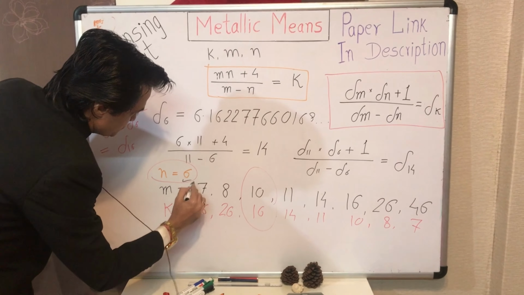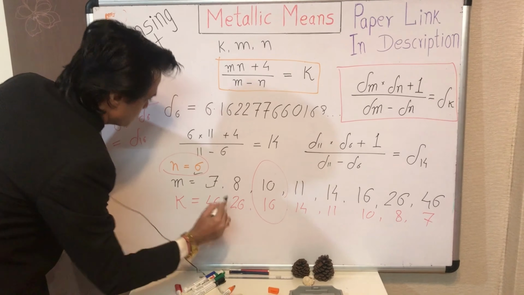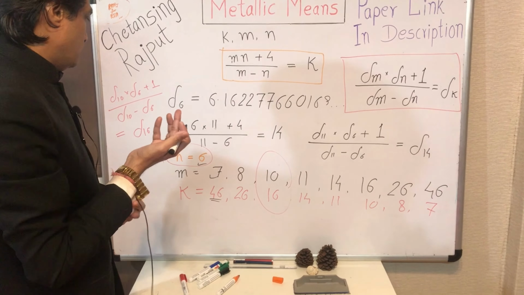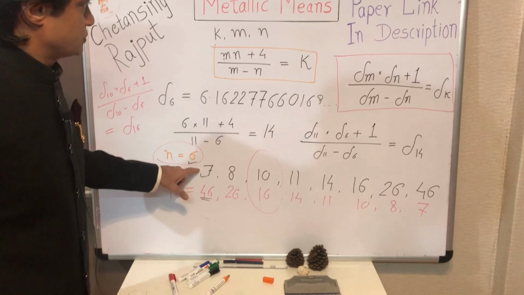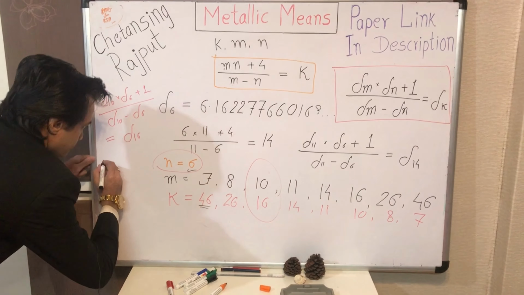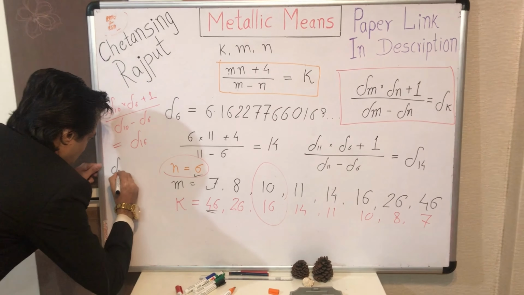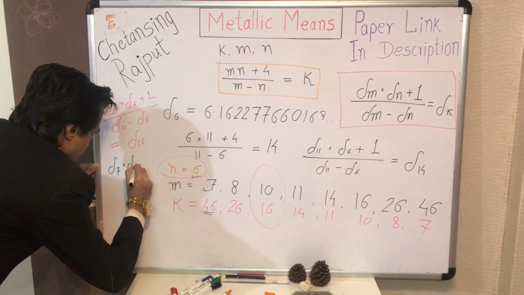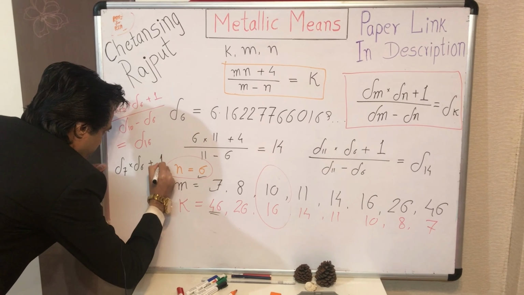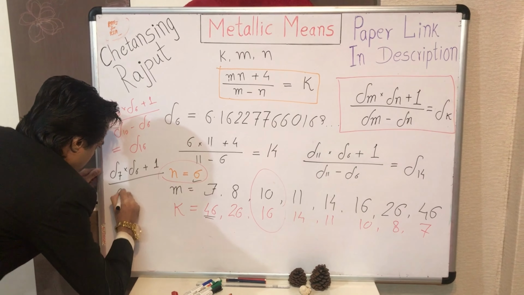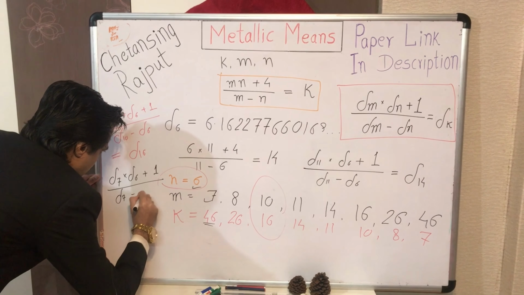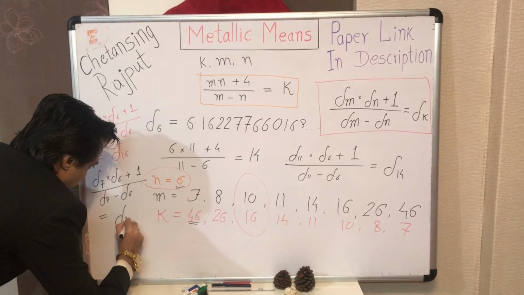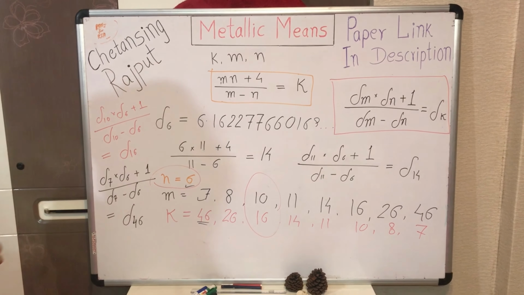Similarly, consider n equal to 6, m equal to 7 and k equal to 46. If we put the values of m and n, 7 and 6, in this formula, delta 7, the 7th metallic ratio, into the 6th metallic ratio plus 1, upon the difference between the 7th and 6th metallic means, precisely gives the value of the 46th metallic ratio.